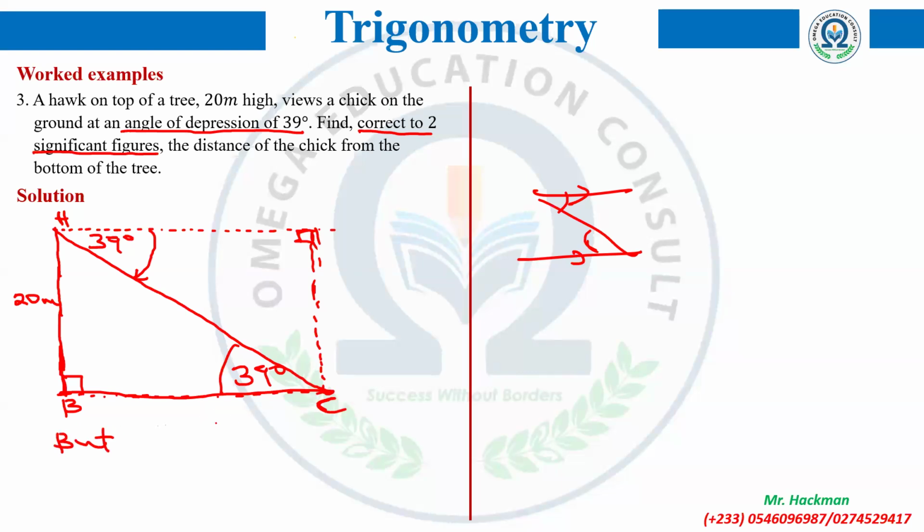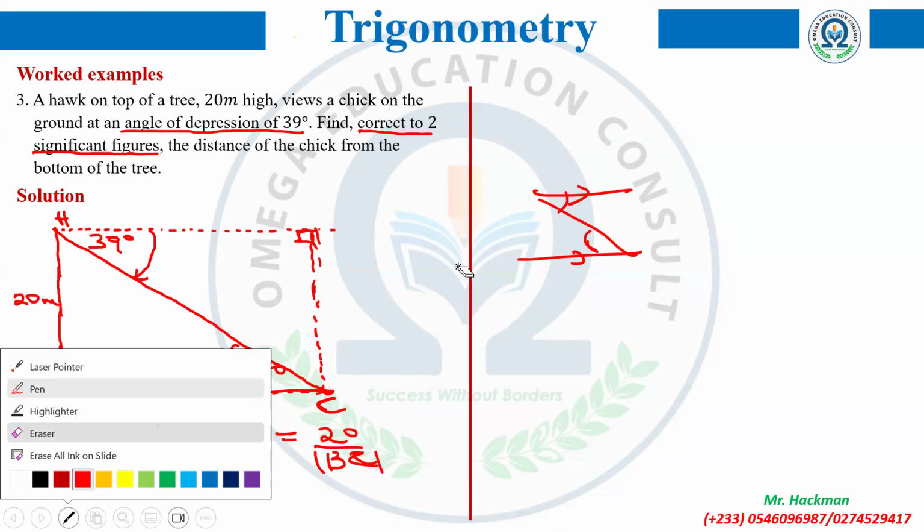Then, I know the opposite, and what I'm looking for is the adjacent. So which trig ratio? Tan. Okay, so tan 39 degrees will be equal to my opposite, which is 20, over the adjacent, which is the length of BC. Don't forget to put it in the absolute value sign, the length sign.